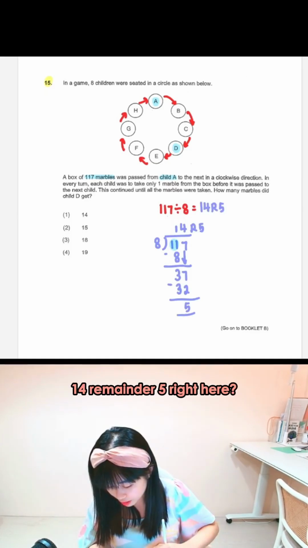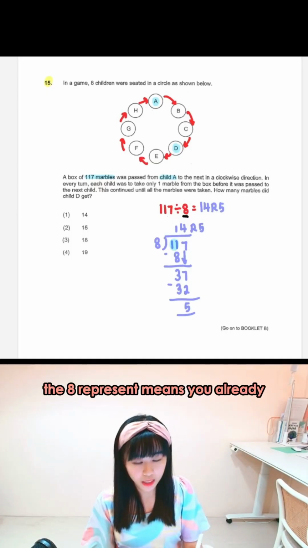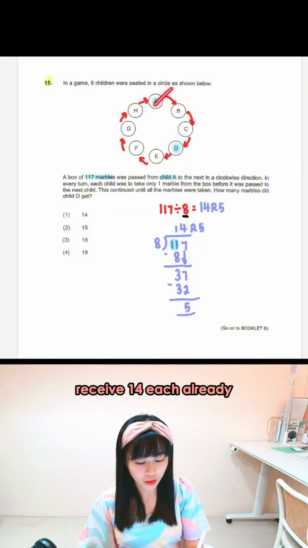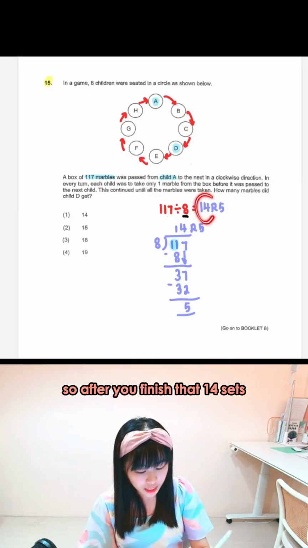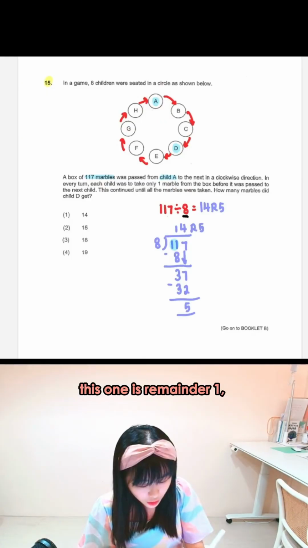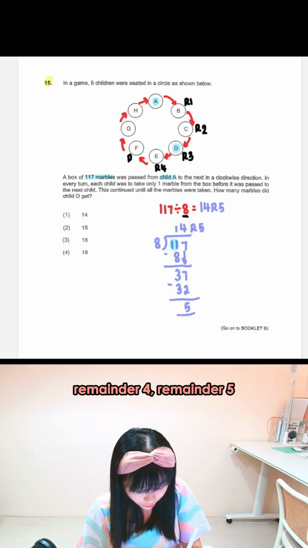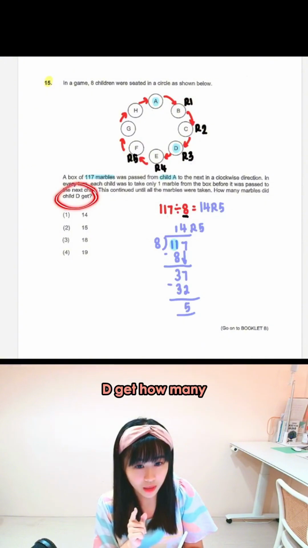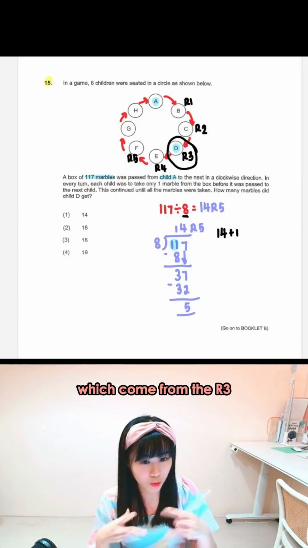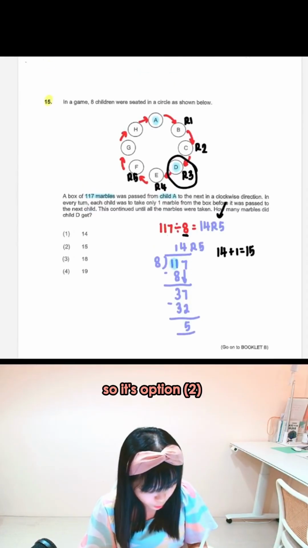What does it mean by 14 remainder 5 right here? So basically, when you divide by 8, what does 8 represent? The 8 represents one round already given. And you get 14 times, right? 14 of the 8, means actually all of them receive 14 each already. So after you finish that 14 sets, you still have a remainder. Where does it start? Because you start at A, right? So when you finish that time, this one is remainder 1, remainder 2, remainder 3, remainder 4, remainder 5. When you want to find out how many D gets, it is actually 14 plus 1 marble, which comes from the remainder 3. Okay, the third marble. So that's why your answer is 15. Okay, so it's option number 2.